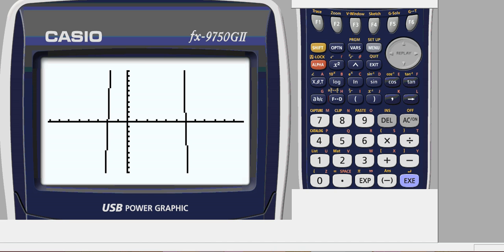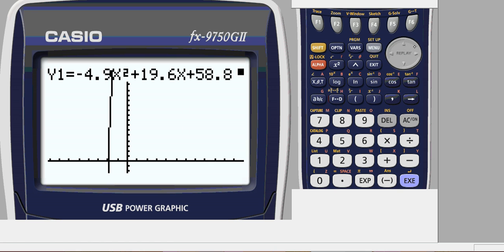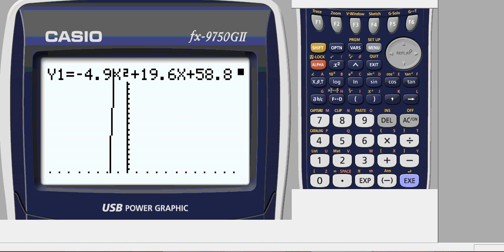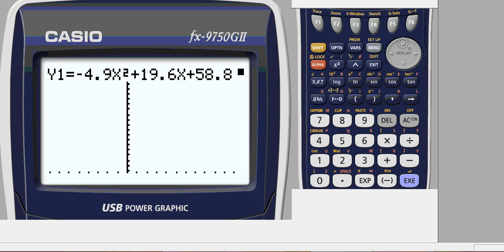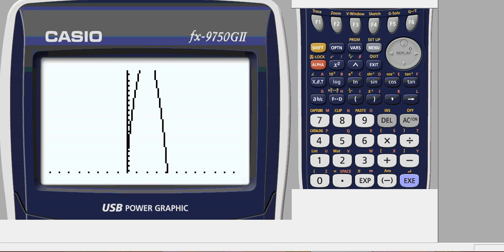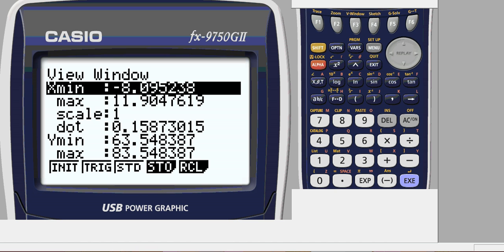So then you will get a parabola. Sometimes, depending on what your window settings are, it's going to look a little bit different. You can always scroll up or down. This one, I have to scroll up a whole lot to get to the top of it. You can also change your window if you want to go into window settings and figure out what you would need those set to be.